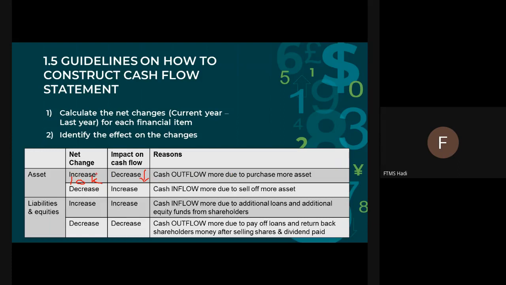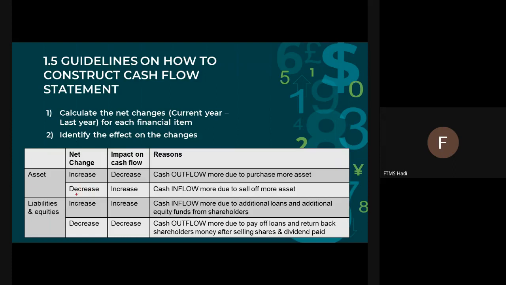I hope you got what I mean. Okay, the asset is increased, but the cash is decreased because you purchase more asset. Purchasing more asset means more cash outflow. Yeah, that is the first part. Okay, asset is some kind of quite the reverse part.